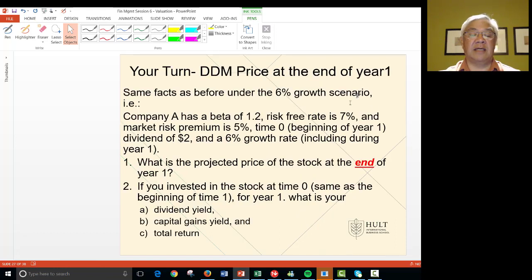So how do we use that? We can then look at DDM at the end of year 1 and do those calculations of how much of that yield came from dividends, how much of the yield came from capital gains, and therefore what's the total return. So here's some data. Company A has a beta of 1.2, risk-free rate of 7, MRP of 5. That sounds familiar. We just used that. And at time 0, a dividend of 2, and we're using 6%, which was that second scenario that we did. So now let's project the price at the end of year 1 and measure the return at the end of year 1 for dividend, capital gain, and total.